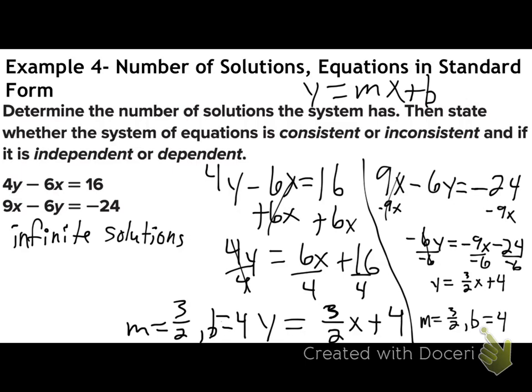So, is there at least one ordered pair that satisfies both equations here? If I have an infinite number of solutions, then yeah, I for sure do. I've got an infinite number of ordered pairs that satisfy both equations. So do I have at least one? Yes. So that means it's what? Consistent or inconsistent? Consistent.